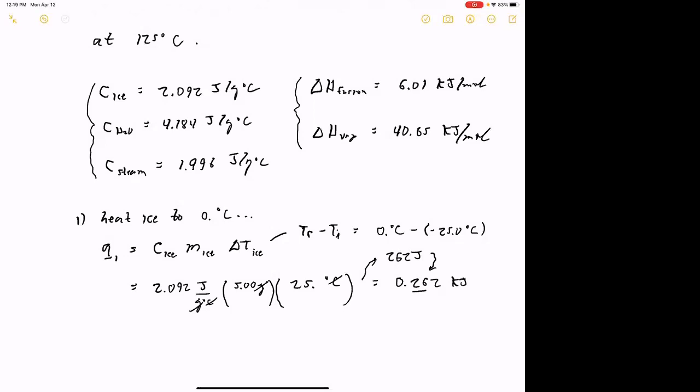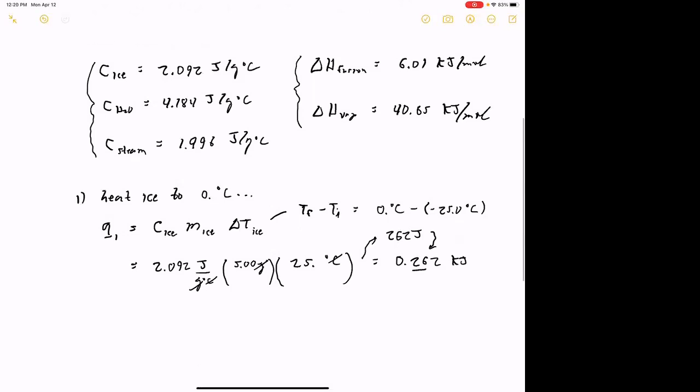Now I could leave it in joules, but I'm going to put it in kilojoules in each case so that I can make my delta H of fusion and delta H of vaporization work with the rest. Sorry, I just forgot to show you that conversion, but there it is. Does that make sense? Yep. Okay, good. Thank you. I just left it out. Sorry about that.